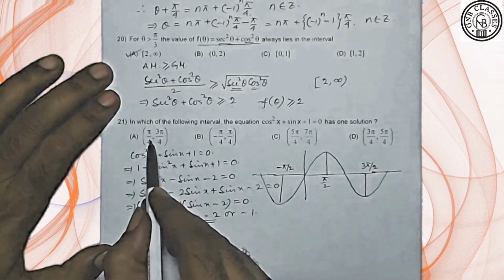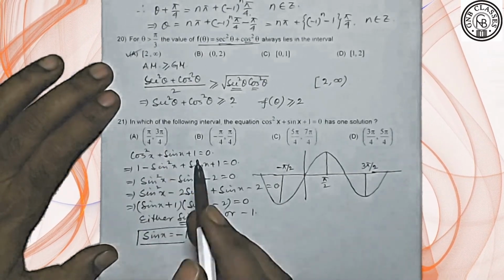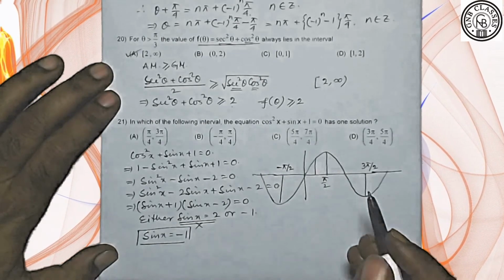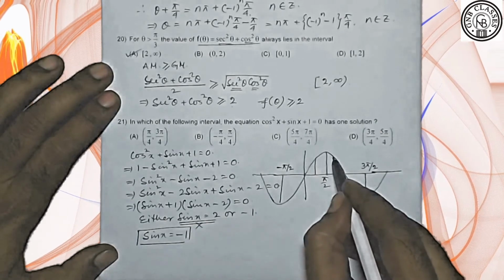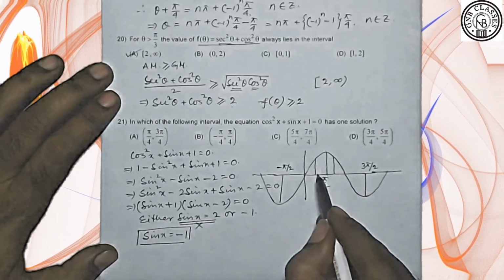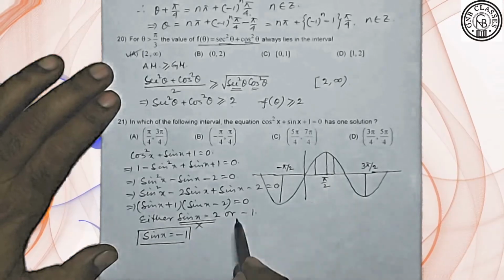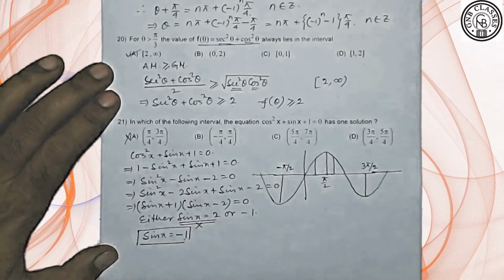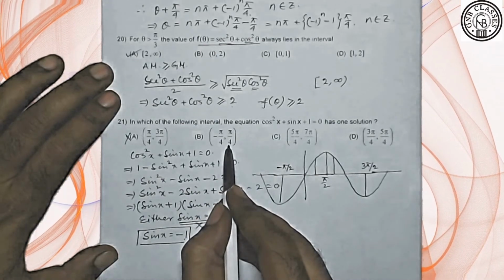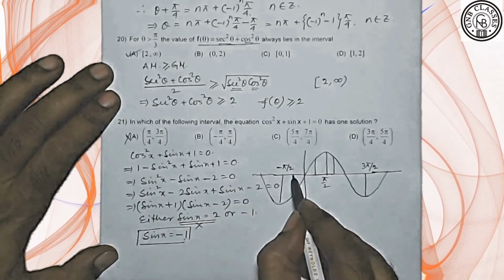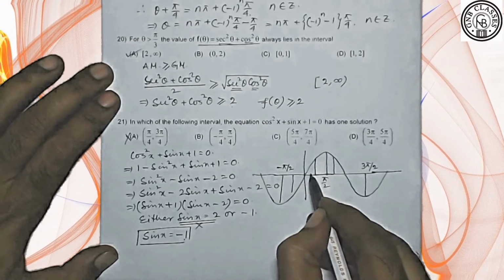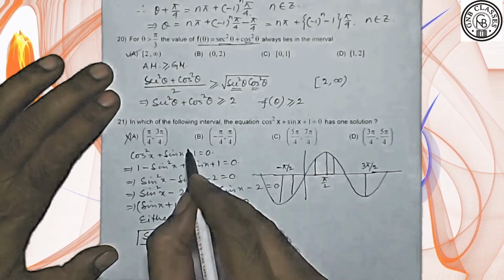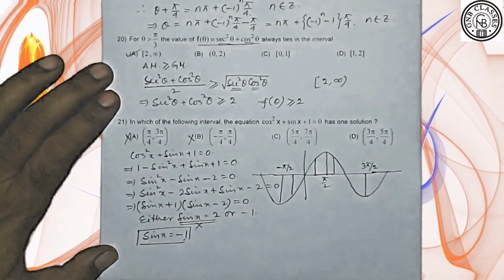Okay. Now, from pi by 4 to 3 pi by 4. Pi by 4 is somewhere here, and 3 pi by 4 is somewhere here. So, in this region, sin x cannot be equals to minus 1. Hence, option A is not correct. Let us check with option B. X is lying from minus pi by 4 to pi by 4. Again, in this range, there is no value where sin x will become minus 1. So, again, second option is not correct.